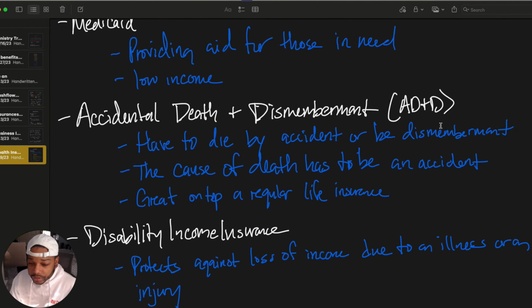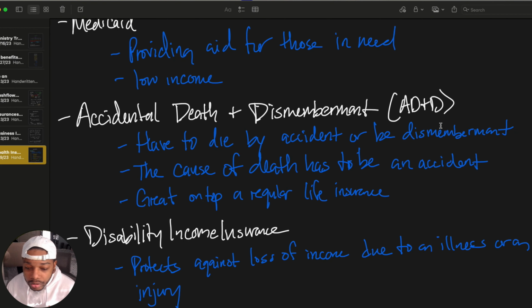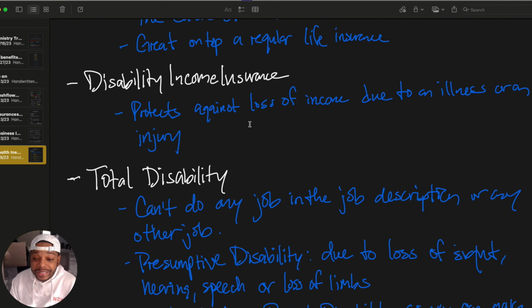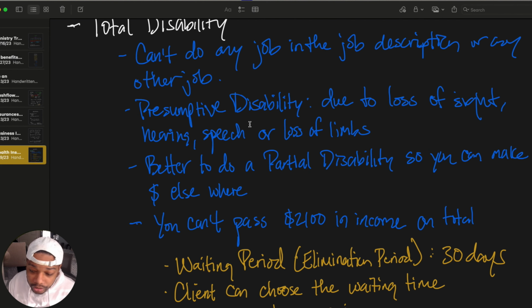You probably heard of this before, especially in our community. This is something huge. So if you happen to die by accident, or the cause of death is by accident, right? This is on top of life insurance. You pretty much get paid from the health insurance. That's pretty much all it is, right? Disability income insurance. This protects you against any loss of income due to illness or injury, right? There's literally nothing crazy about that.